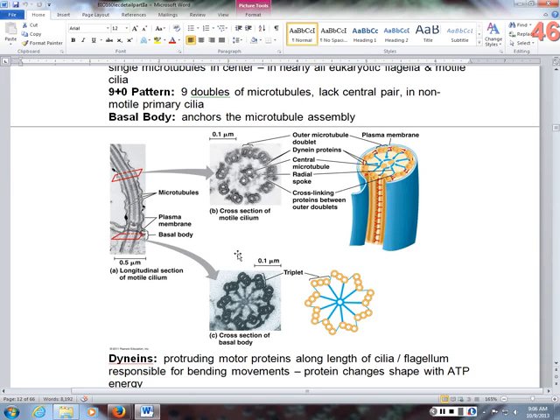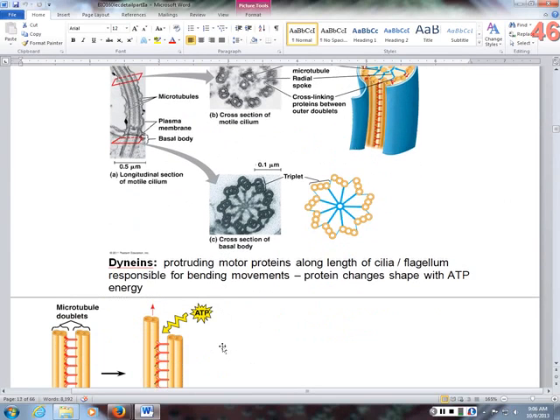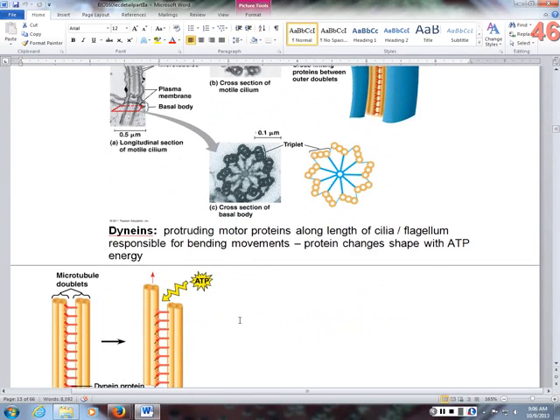So where they are going to attach to the cell, you're going to have a basal body that's going to be an anchoring point in there. So it's kind of like having a little attachment point on there that will hold it on.